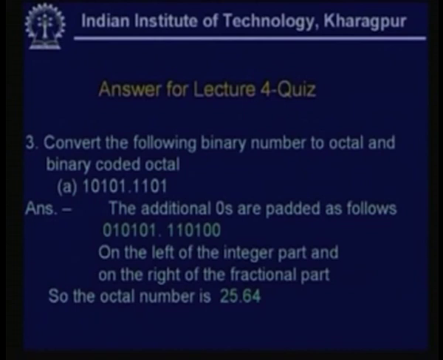Convert the following binary number to octal and binary coded octal. This is totally similar. We will not continue this, because in the hexadecimal conversion just now we took 4 bits together. Here the binary number given is 1 0 1 0 1 and this is 1 1 0 1.